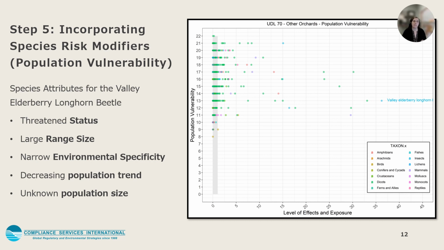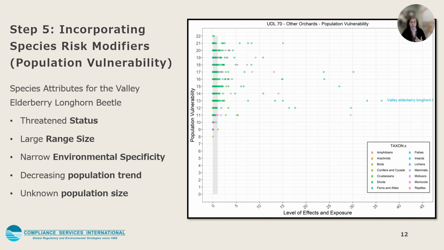So as we're moving back through the steps, we're going to go back to step 5, and we're going to look at incorporating the species risk modifiers. You've already seen what the sequence looks like, but now we're going to break it apart. In this graph, we have the population vulnerability on the y-axis and the level of effects and exposure on the x-axis. We're going to talk through the species attributes that we include in population vulnerability using the Valley elderberry longhorn beetle as an example.